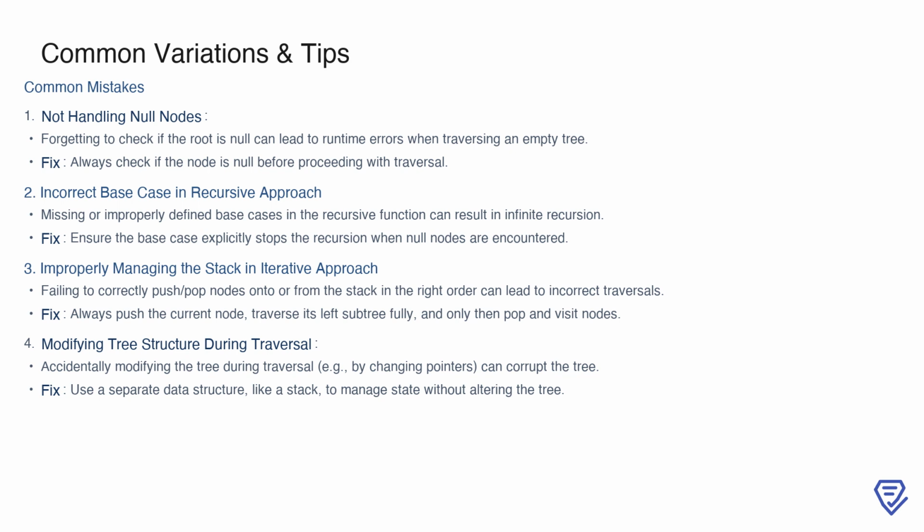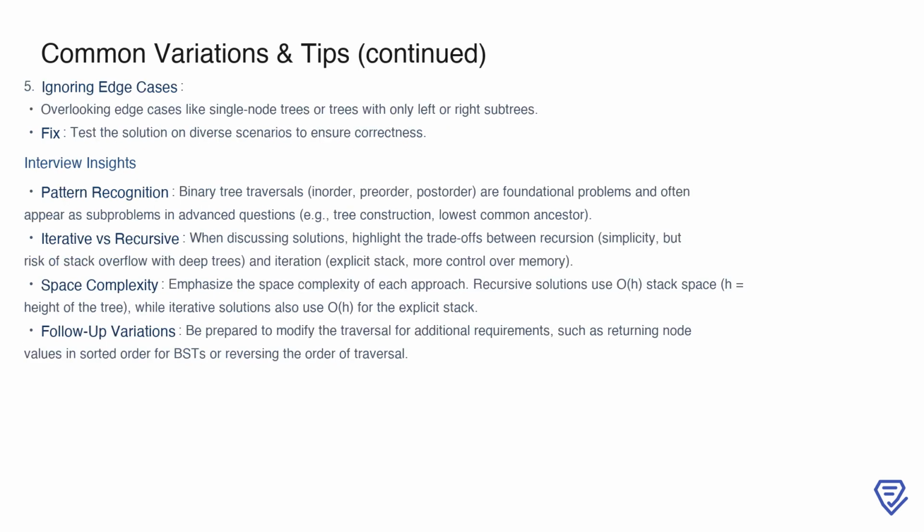Lastly, modifying the tree structure during traversal, like accidentally changing pointers, can corrupt the tree. Instead, use a separate data structure, such as a stack, to manage the traversal state without altering the original tree structure. Another mistake to avoid is ignoring edge cases. These include scenarios like single-node trees or trees with only left or right subtrees. Testing your solution against a variety of edge cases ensures that it works correctly under all conditions.